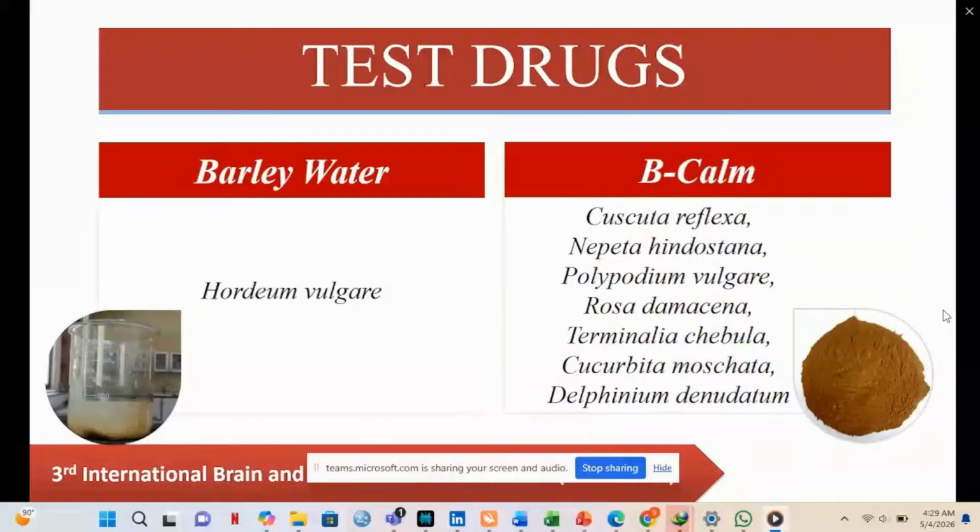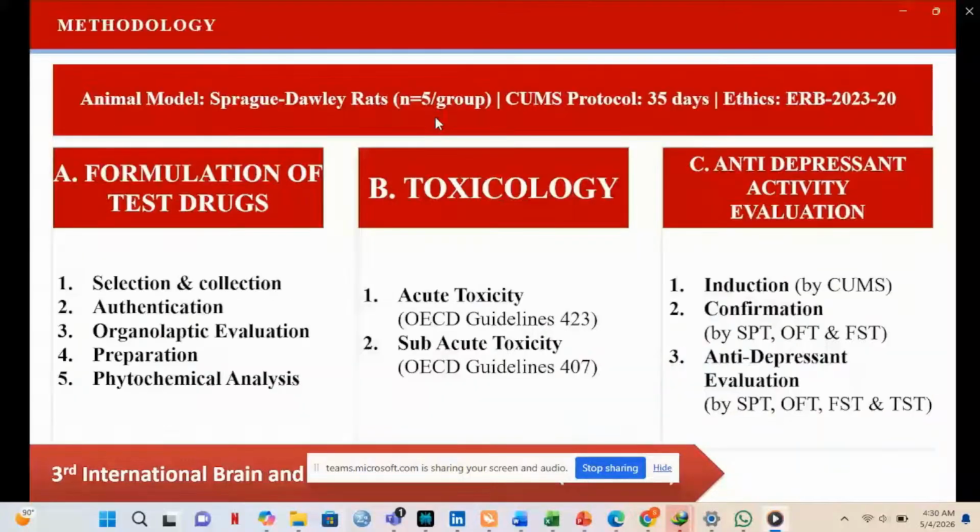After the phytochemical analysis, the toxicology of these drugs was done in 2 steps. The first step was acute toxicity, conducted according to OECD guideline 423, and then subacute toxicity, according to OECD guideline 407. After confirmation of safety, the antidepressant evaluation was done. For this purpose, depression was first induced by the chronic unpredictable mild stress protocol for 35 days. Then the development of the depression model was confirmed by the sucrose preference test, open field test, and forced swim test. After confirmation, the treatment was given for 35 days.